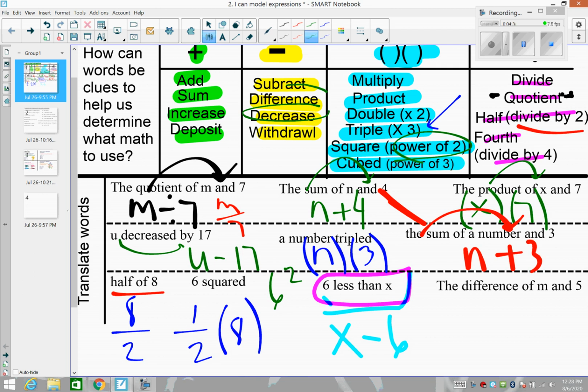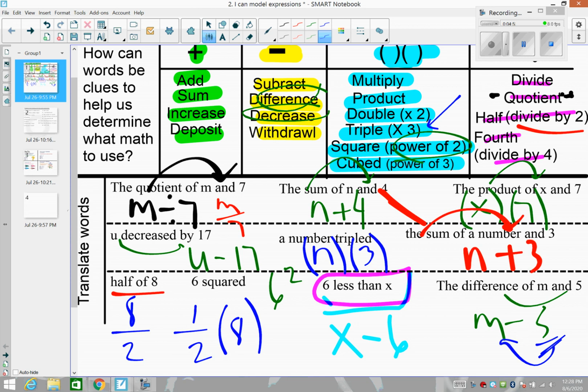Difference. The word difference means to subtract. So we're going to difference these two things, which is m minus 5. Another way to say that is 5 less than m. We're taking 5 away from m. Okay, so that is how we will do business.